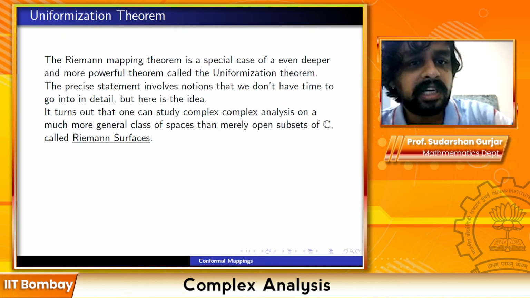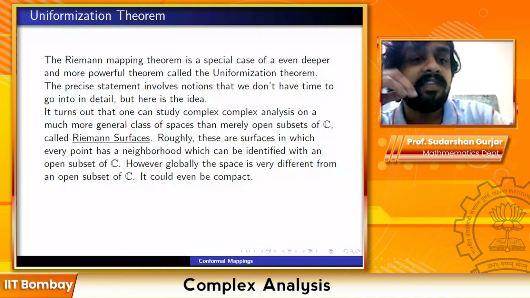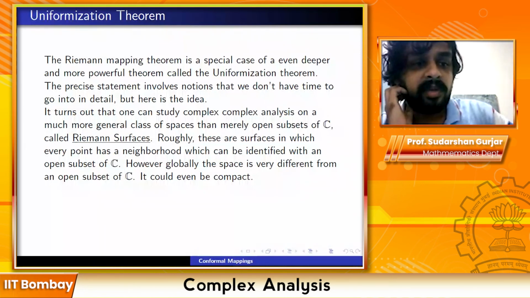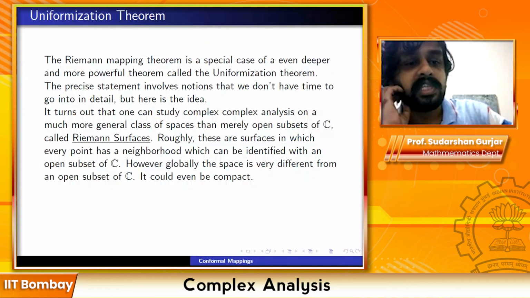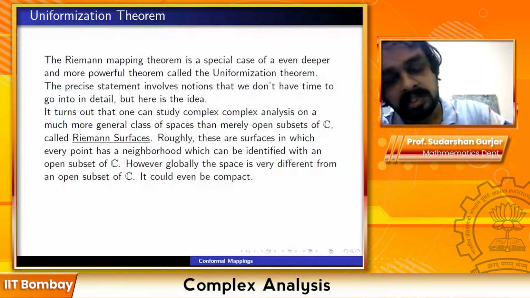So it turns out that one can study complex analysis on a more general class of spaces than merely open subsets of C called Riemann surfaces. Roughly speaking, these are surfaces in which every point has a neighborhood which can be identified with an open subset of C. However, globally, the space is very different from an open subset of C. It could even be compact. So this is what a Riemann surface is.